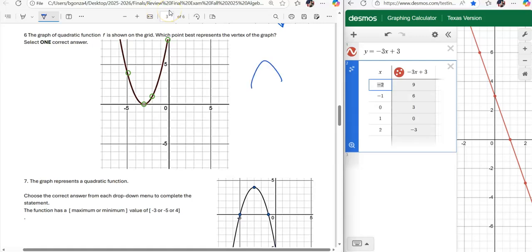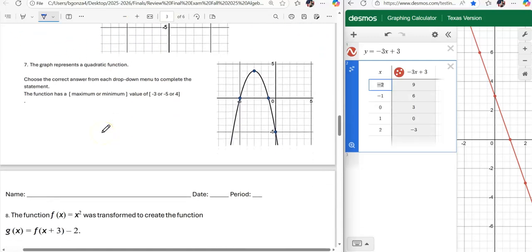So the vertex is either at the top of the hill or at the bottom of a U. Right here, what is that? -3, comma 0. Right there is the vertex. Cool. The graph represents a quadratic. So is this a max or a min? The top of a hill equals a maximum. So I'm going to click maximum.